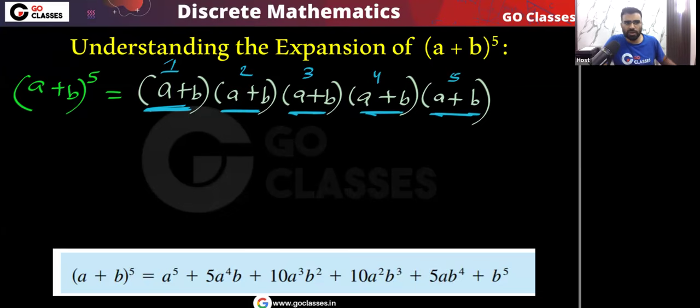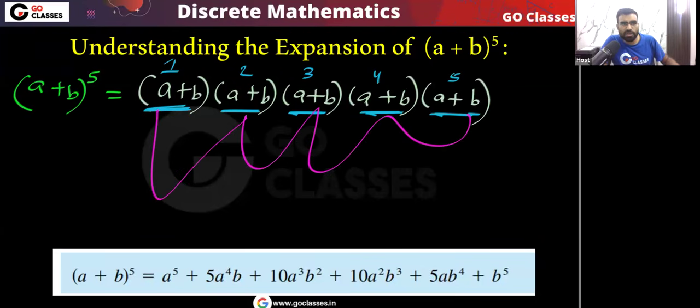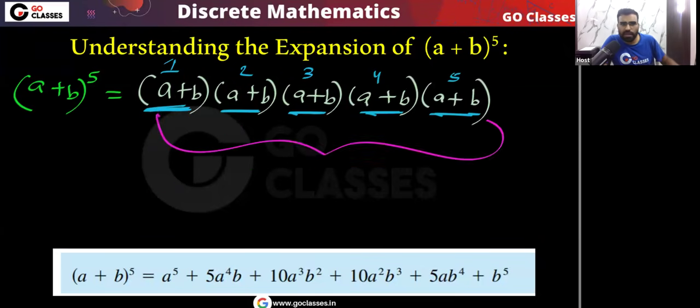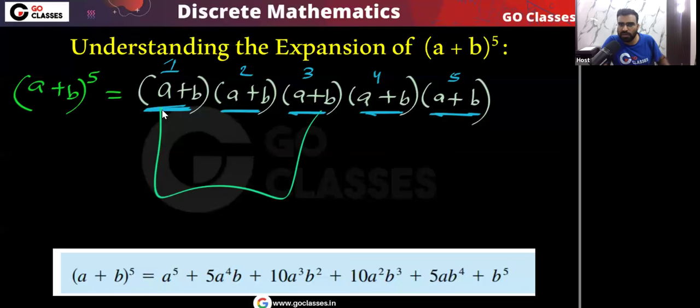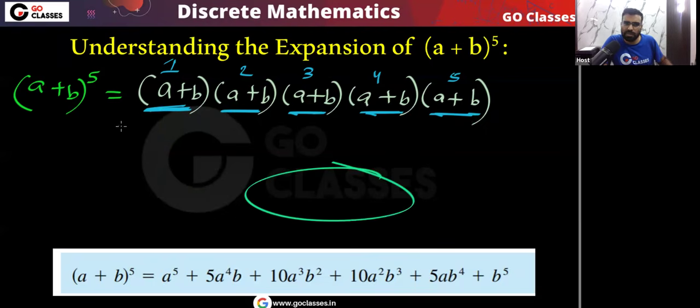Correct. Now you can easily notice that every factor will give you either A or B. So in total, how many A's and B's will you get? Total will be 5. If some of these factors are giving you A, let's assume 3 factors are giving A, then the remaining 2 will give me B. So in every term, the number of A's plus the number of B's will be 5. Correct?